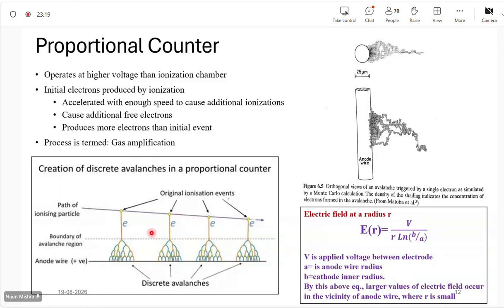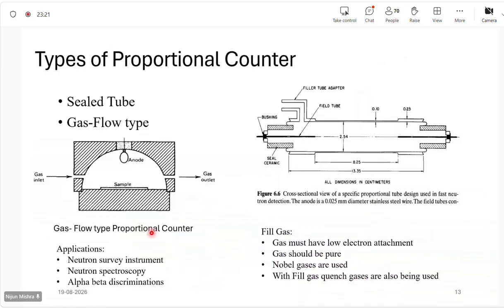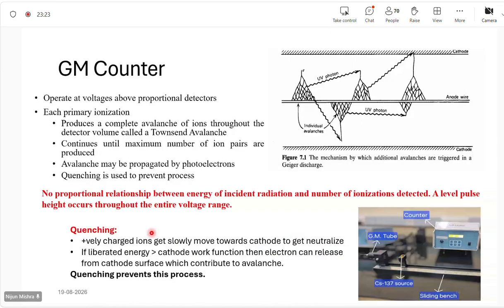GM counter operates at a higher voltage than the proportional counter. Here, I told you the UV photon contributes to the avalanche formation. Here one electron goes to the cathode, and at the cathode another avalanche is produced. So throughout the volume, we can see avalanche production. So in the GM counter, what happens?